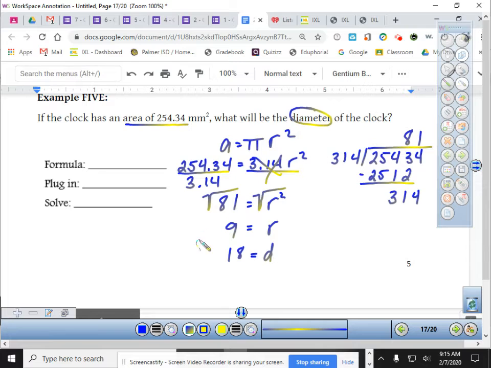How'd you do that, Katie? I get it. We good? Everybody got it? 18. What would you do if I said find the circumference? You just do C equals pi D.